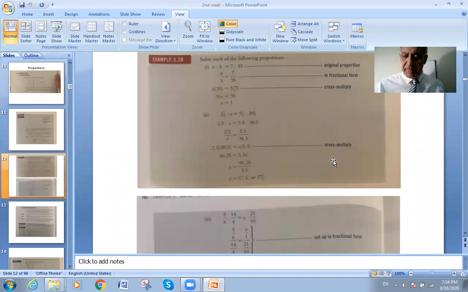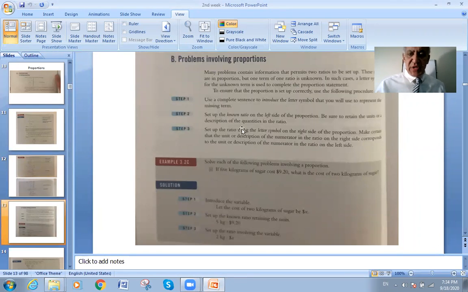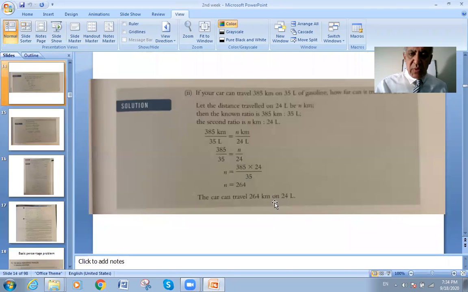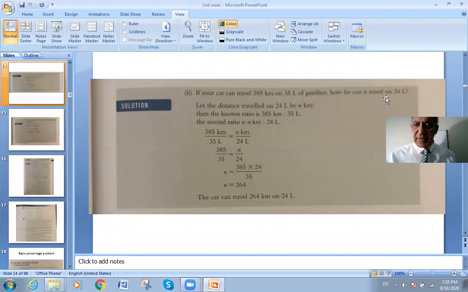Now I'll share the screen for another point. We'll go to another page: problem solving involving proportions. We will do it based on steps, but I want you to understand how we will work on it. Look at this example. If your car can travel 385 kilometers on 35 liters of gasoline, how far can it travel on 24 liters? Simply, we'll put it in a proportion this way.